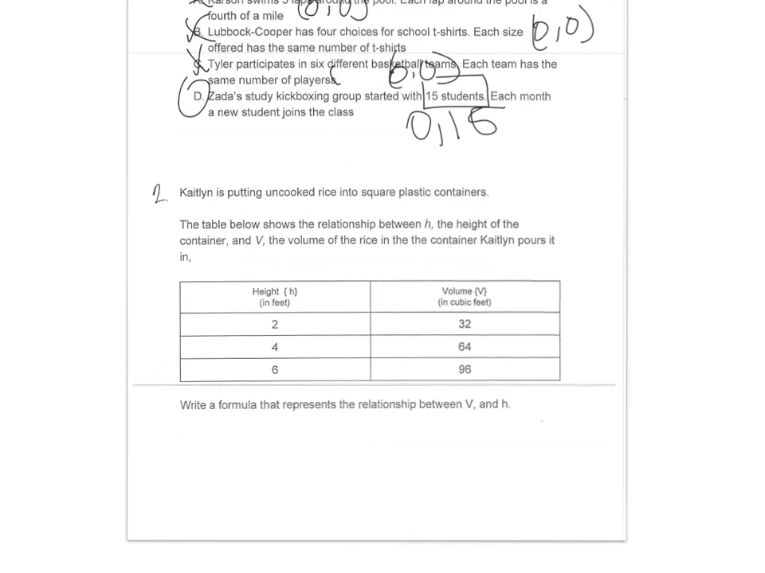Okay, so Caitlin has put in uncooked rice. It says write a formula that represents the relationship between V and H. So volume equals, what happened to this 2 to get 32? Well, you could have added 30, or you could have times it by 16. 4 plus 30 would be 34, so that's not going to be my answer. So it's going to be times 16. So the volume equals 16 times H.